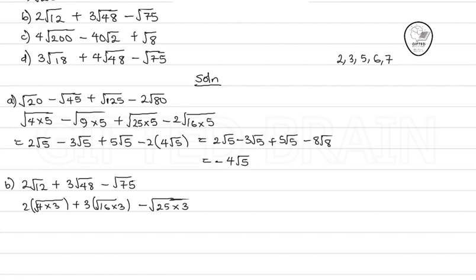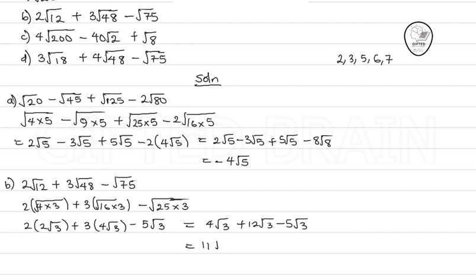Now what we simply do is to say this is 2 root 2, sorry, that's a mistake, 2 root 3, plus 3 into 4 root 3, minus 5 root 3. And so this will give us 4 root 3 plus 12 root 3 minus 5 root 3. So we have 11 root 3.